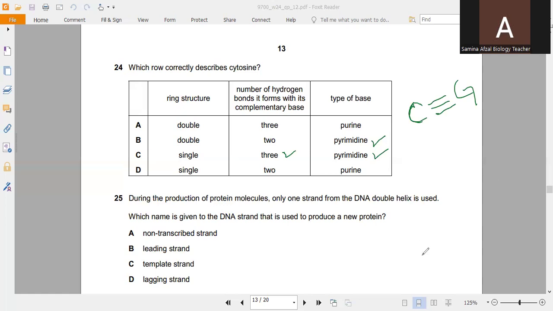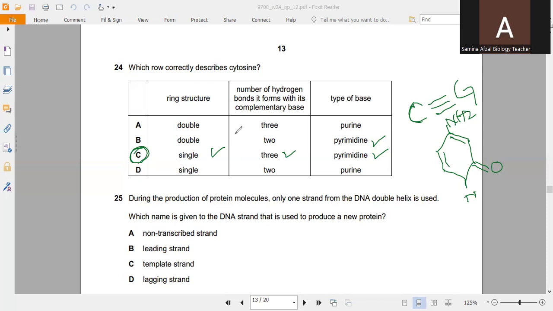Its structure is a single ring-shaped structure. So this is cytosine, a single ring. According to this, question number 24 has the correct option: it's pyrimidine. This is a fact: cytosine and thymine are the pyrimidines.